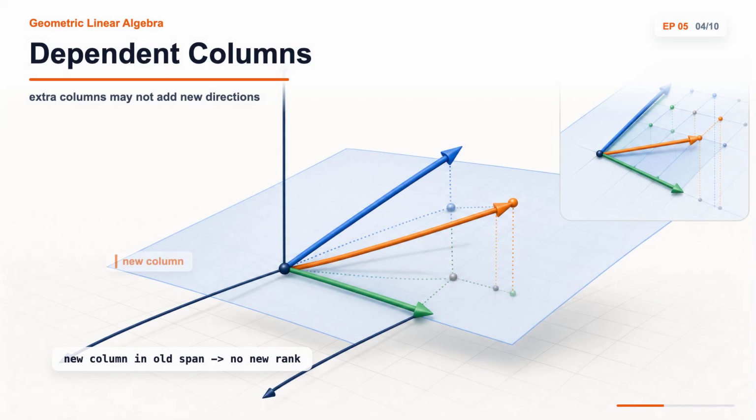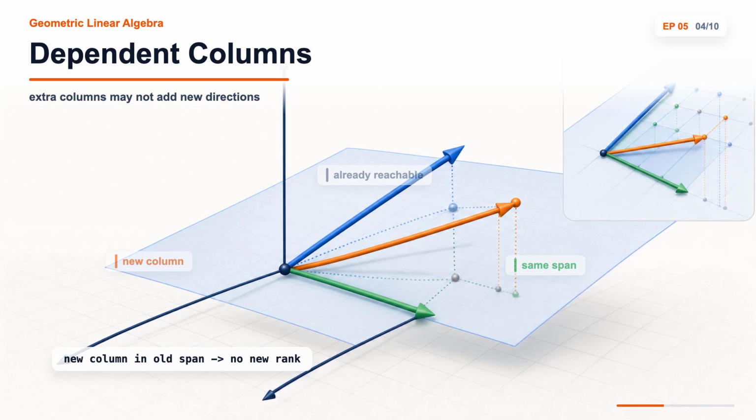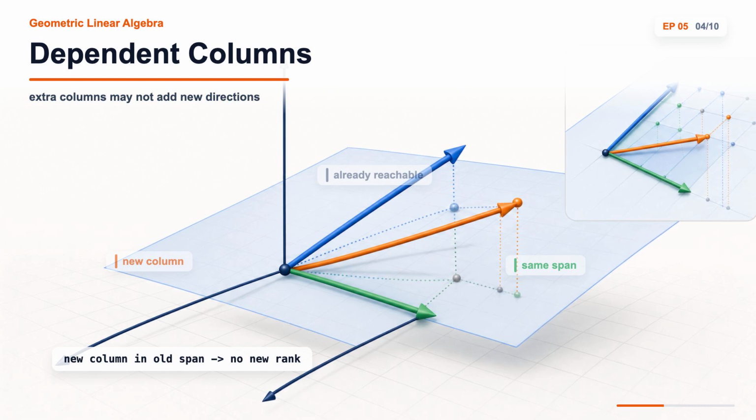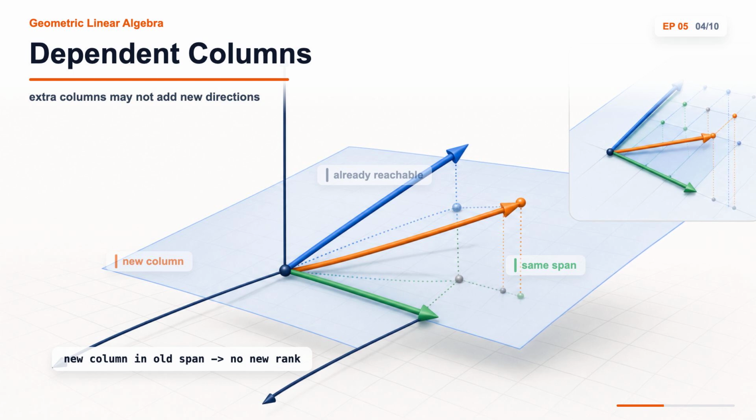A column can fail to add a new direction. If a new column already lies in the span of previous columns, then it only points to a place that was already reachable. The column space does not grow. The rank does not increase. This is linear dependence, viewed from the output side. Dependent columns may still change the formula for Ax, but they do not expand the geometry of what the matrix can reach.